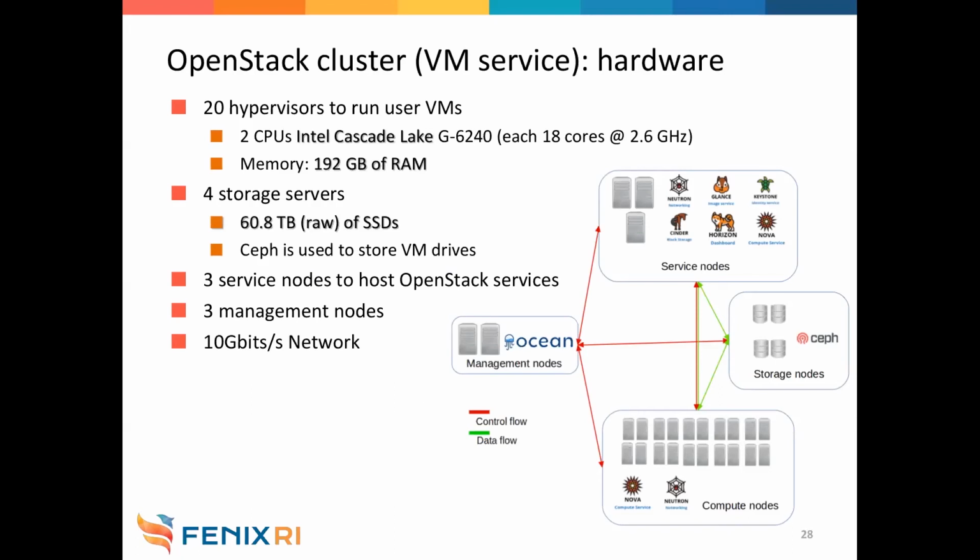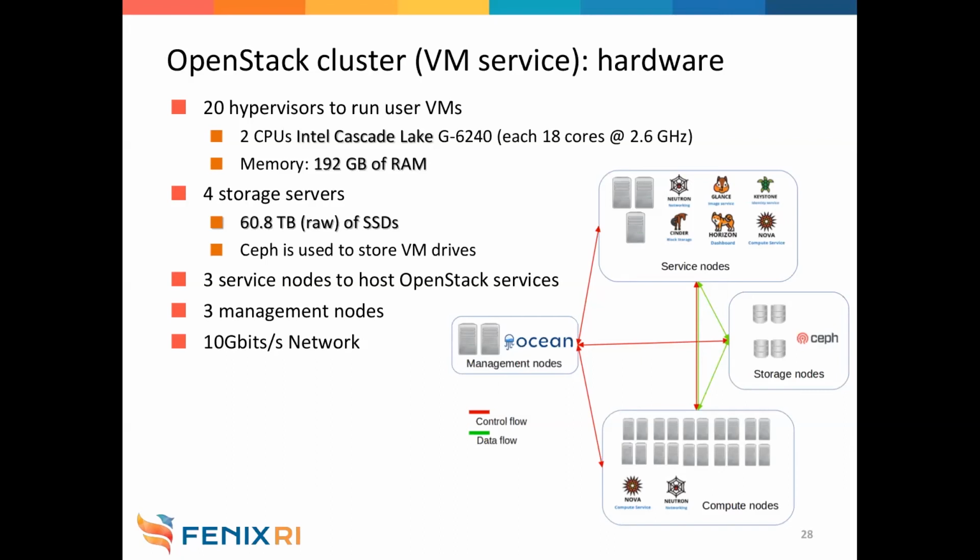Now the VM service hardware. This consists of 20 hypervisors to run the user virtual machines. Each hypervisor has 2 CPUs, Intel Cascade Lake of 18 cores. So the whole cluster sums to 600 available cores for the user virtual machines. And each hypervisor has 192 gigabytes of RAM.